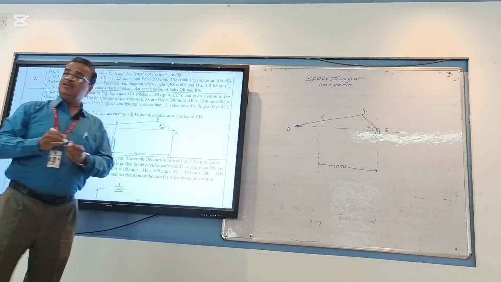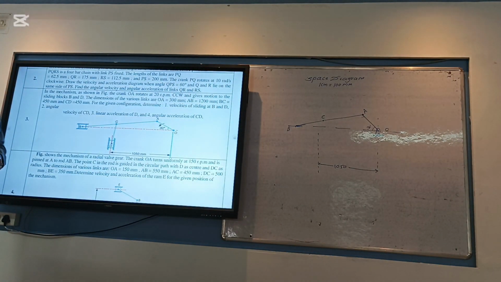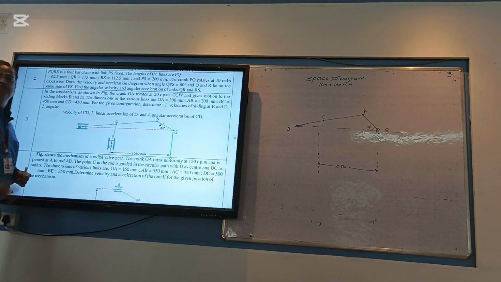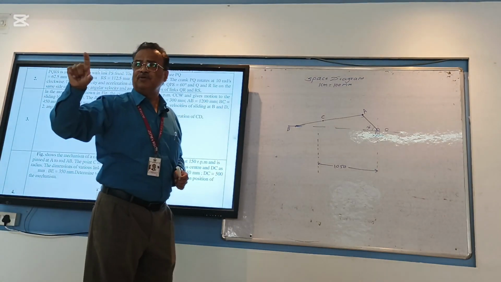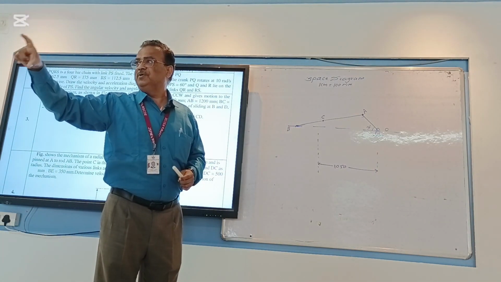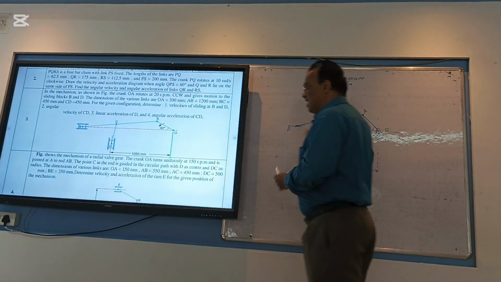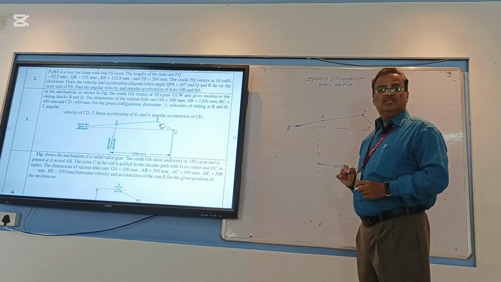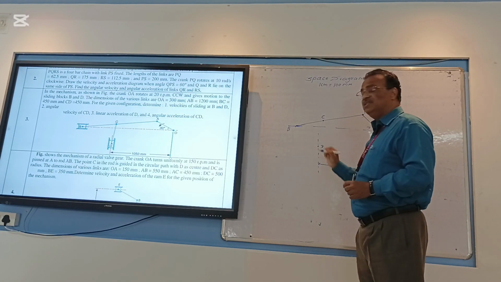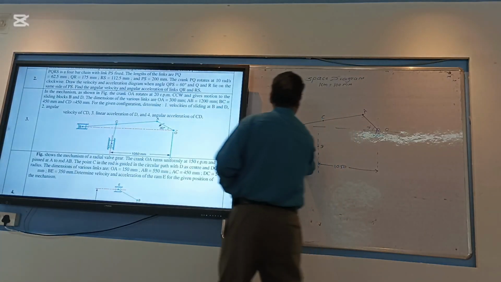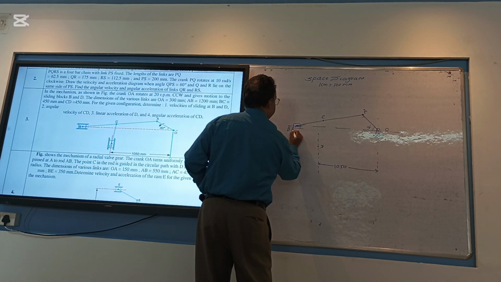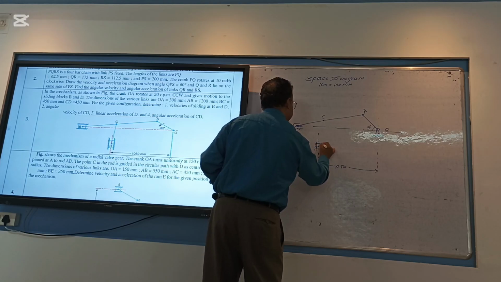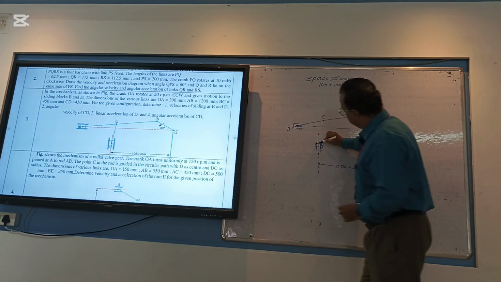Now after locating the C point on the connecting rod AB, I know the dimension of link CD. How much is CD? Again 450 mm. As per your scale it is 4.5 centimeter. Take the 4.5 centimeter in compass, keep the compass at C and cut this vertical line. Are you getting? So I will get the D point. In this way, your space diagram will get completed. Join this D with the C.